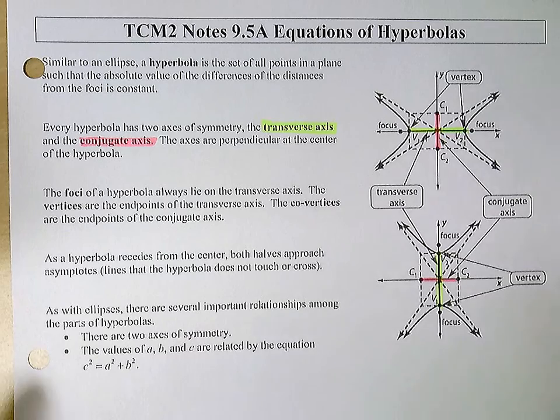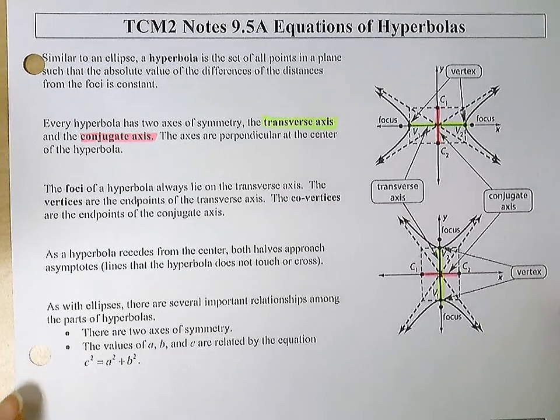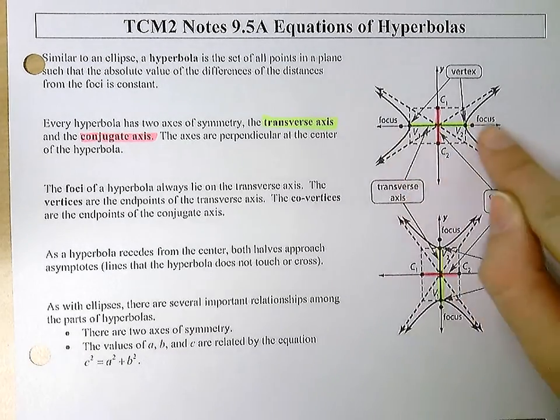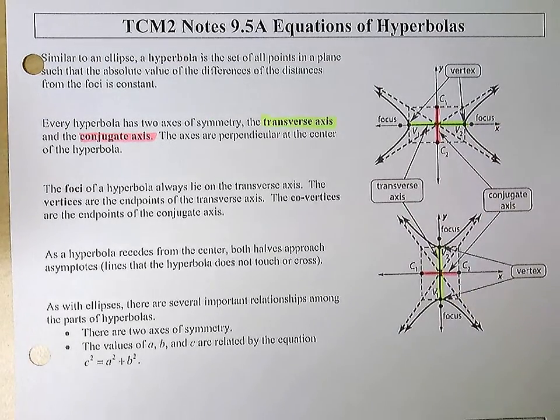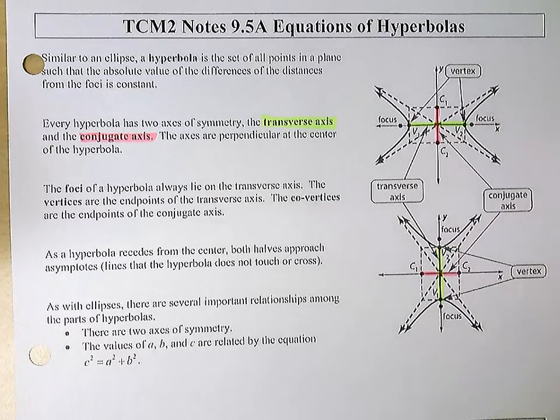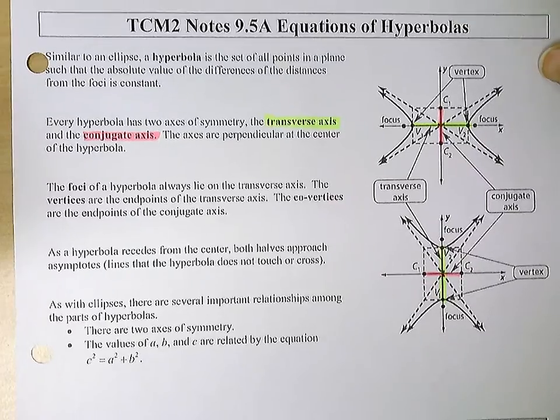The foci of a hyperbola always lie on the transverse axis. You have your focus points lying on that transverse axis. The vertices are the endpoints of the transverse axis. The covertices are the endpoints of the conjugate axis.